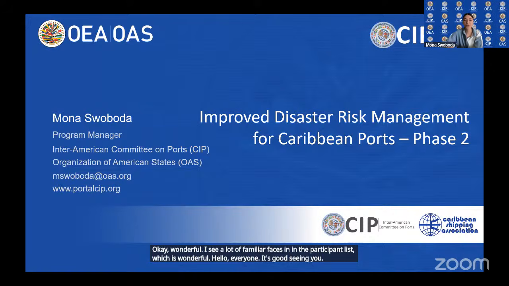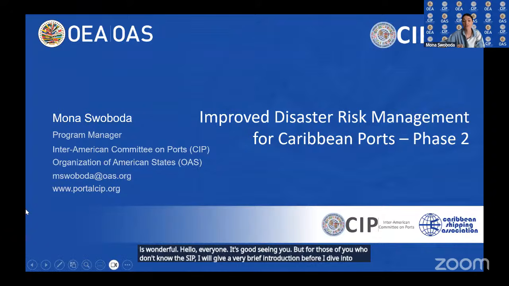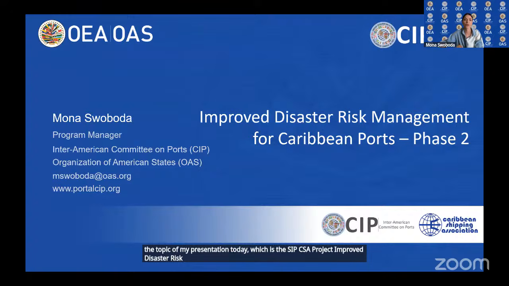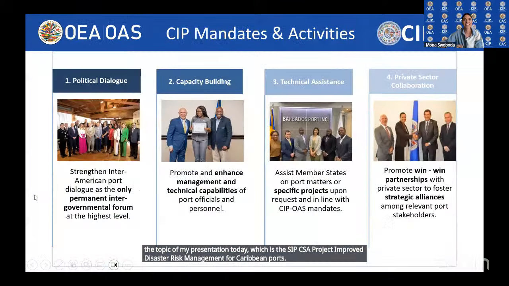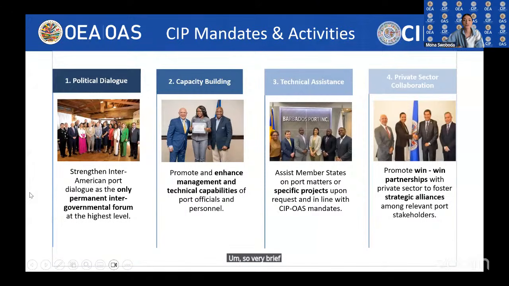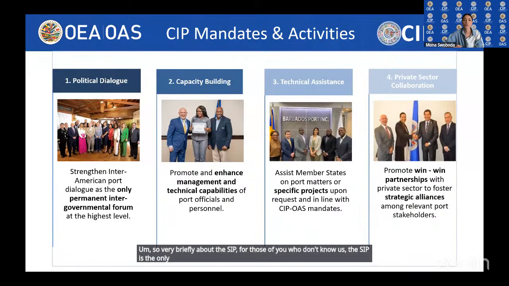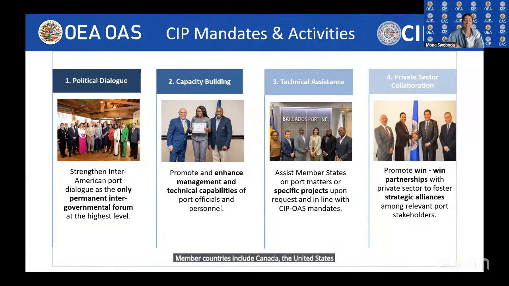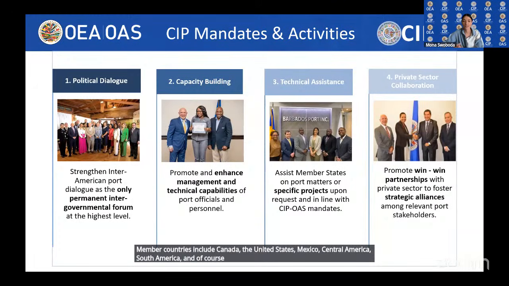But for those of you who don't know the SIP, I will give a very brief introduction before I dive into the topic of my presentation today, which is the SIP CSA project, Improved Disaster Risk Management for Caribbean Ports. So very briefly about the SIP, for those of you who don't know us, the SIP is the only intergovernmental forum that brings together the national port authorities of the 34 member countries of the Organization of American States. So all across the Western Hemisphere, member countries include Canada, the United States, Mexico, Central America, South America, and of course, the sovereign Caribbean nations.